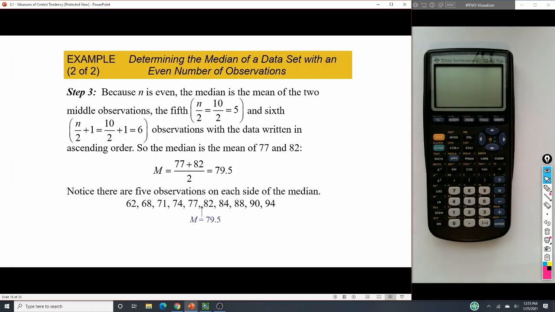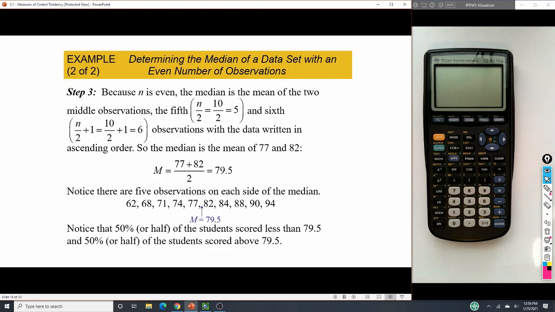Okay. So it's all based on, do we end up with one thing in the middle or do we end up with 2 things in the middle on those? If we have 2, we need to find the average of those things, the mean of those. Okay.